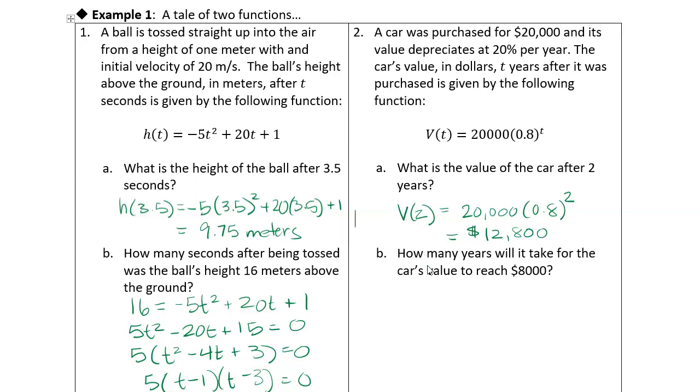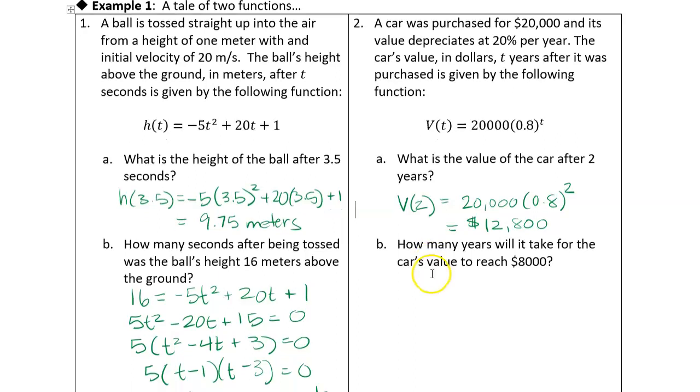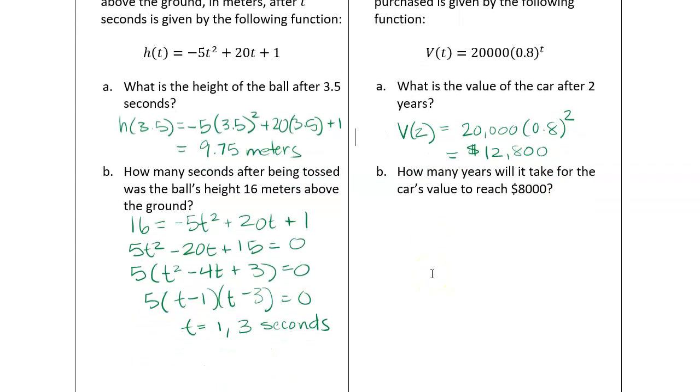All right, now similar to what we did before, in part B, we're given the output and asked to find the input. So, because the function's output is value, here we're given a value of $8,000, and we're asked to figure out how long it will take for the car's value to reach $8,000. That's the output, so I'm just going to write 8,000 is equal to 20,000 times 0.8 to the t. I need to solve for t.